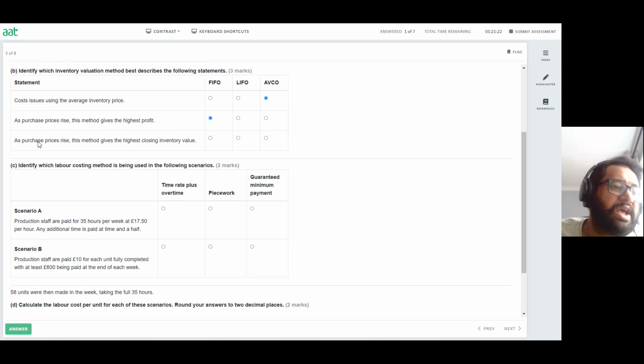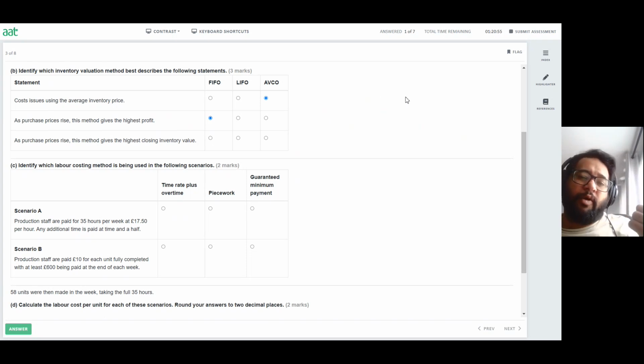Now let's look at the next one. As the purchase prices rise, this method gives the highest closing inventory value. Again, it's the same. Remember, if you're doing FIFO, you're doing first in, first out. So therefore, your closing inventory is your last in item. The one you bought last is your closing inventory because you've not used that one. Therefore, it gives you the highest value because you bought it for a higher price. For example, if you bought something for £2, £3, and £4, when you issue the inventory, the one you have left at last is the one you bought for £4. Therefore, the closing inventory amount will be highest when using FIFO.